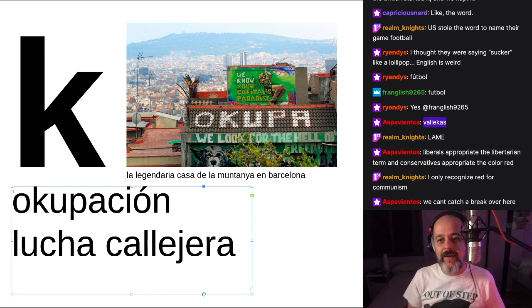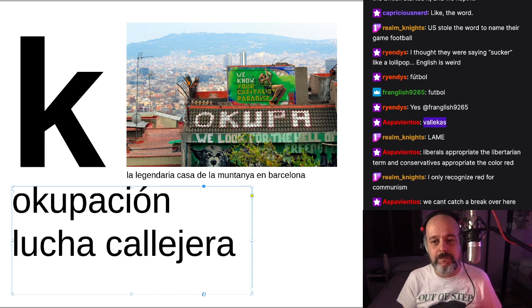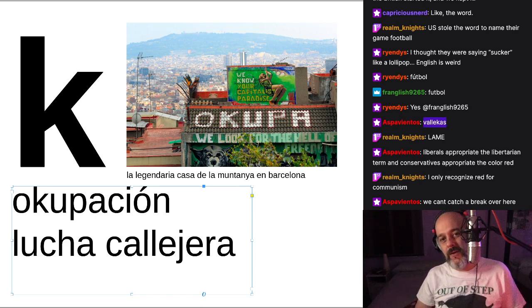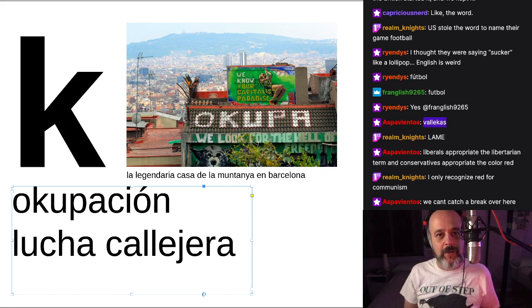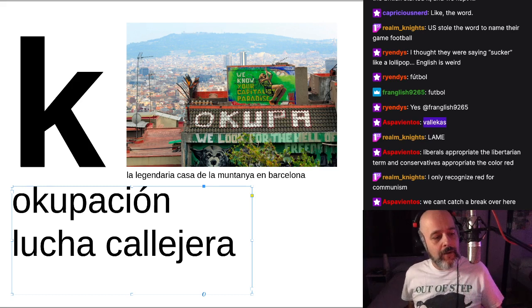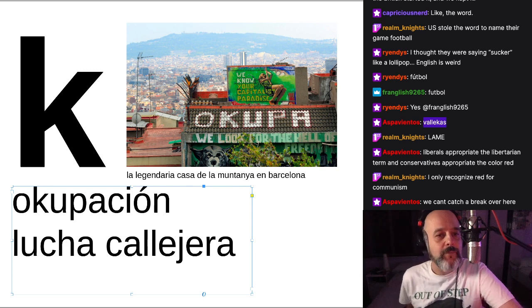Yeah, definitely. Liberals appropriate the libertarian term and conservatives the color red, to the point that in the United States, everything is turning conservative, to be honest, towards fascist. Everything is so right wing shifted. But that's another story.